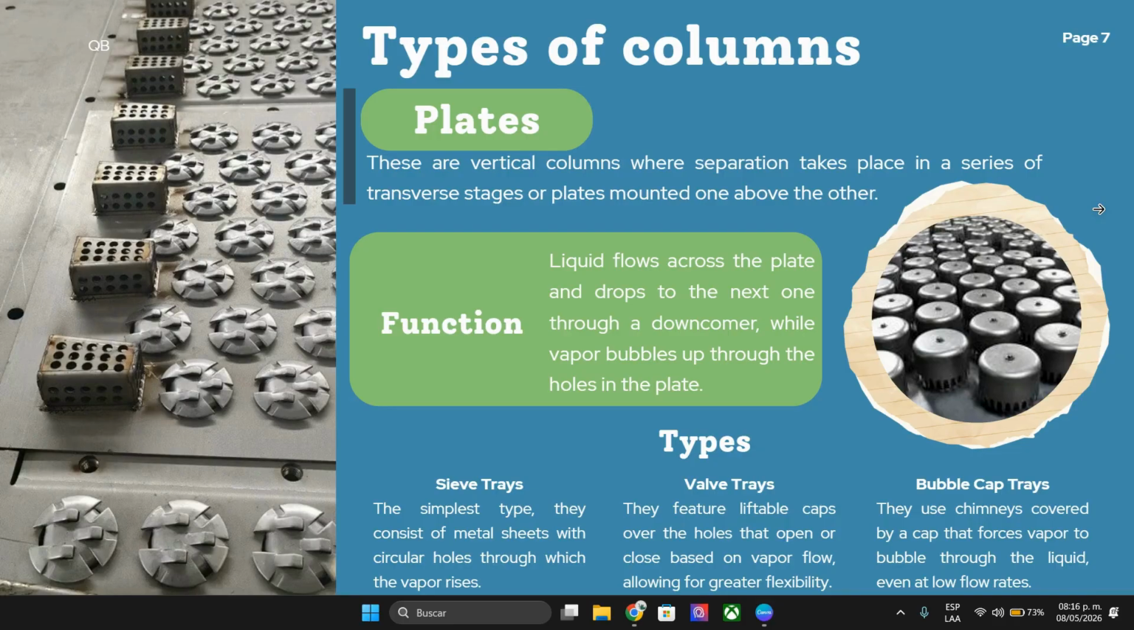So we have three principal types, like sieve trays. This is the simplest type. They consist of metal sheets with circular holes through which the vapor rises. The valve trays have liftable caps over the holes that open or close based on vapor flow. And the bubble cap trays. They use chimneys covered with a cap that force vapor to bubble through the liquid, even at low flow rates.